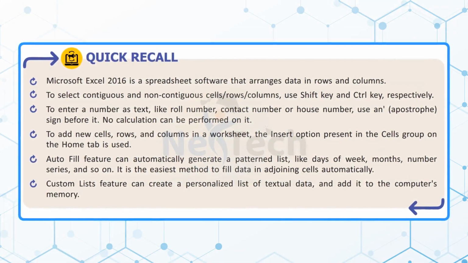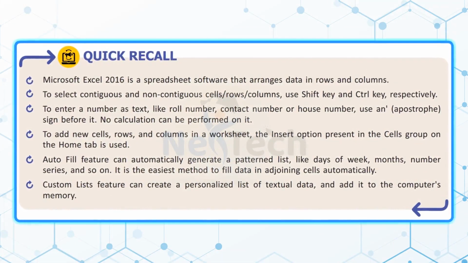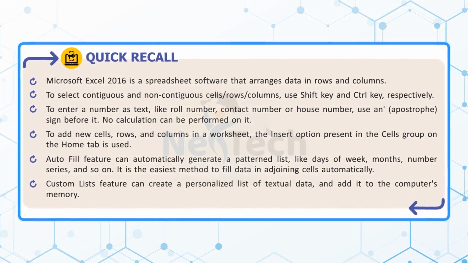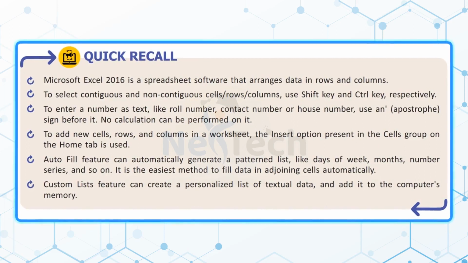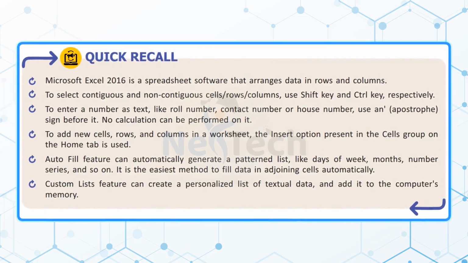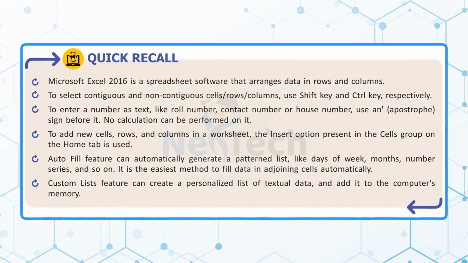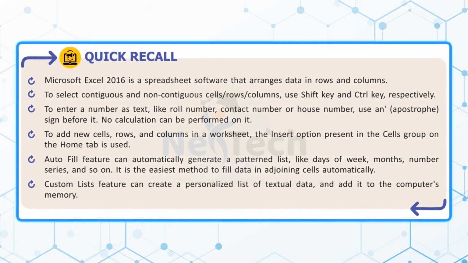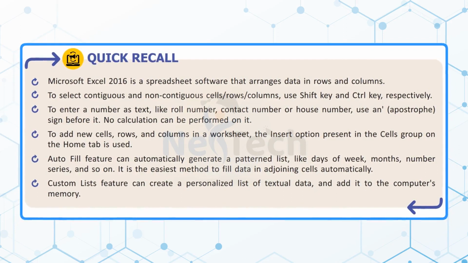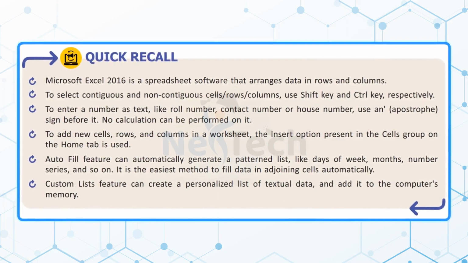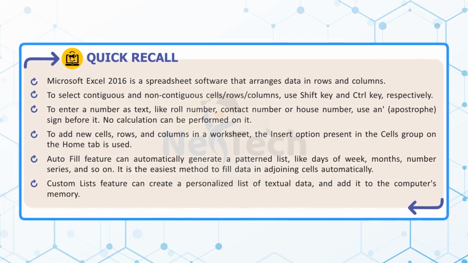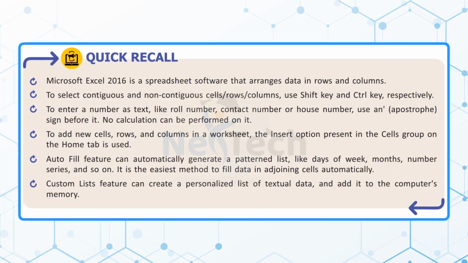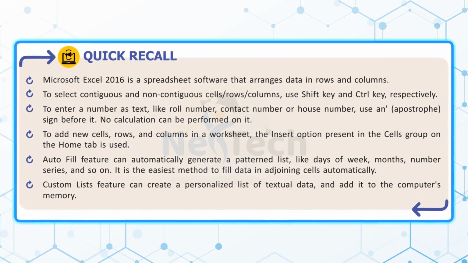Quick recall. Microsoft Excel 2016 is a spreadsheet software that arranges data in rows and columns. To select contiguous and non-contiguous cells, rows, columns, use Shift key and Control key, respectively. To enter a number as text, like roll number, contact number or house number, use an apostrophe sign before it. No calculation can be performed on it.